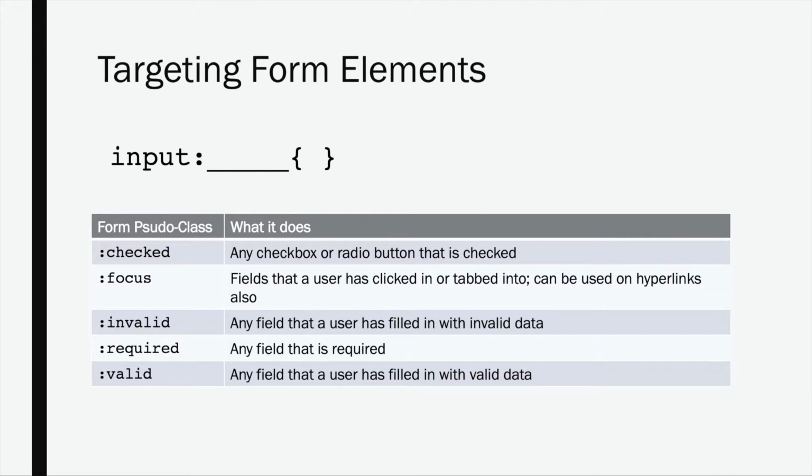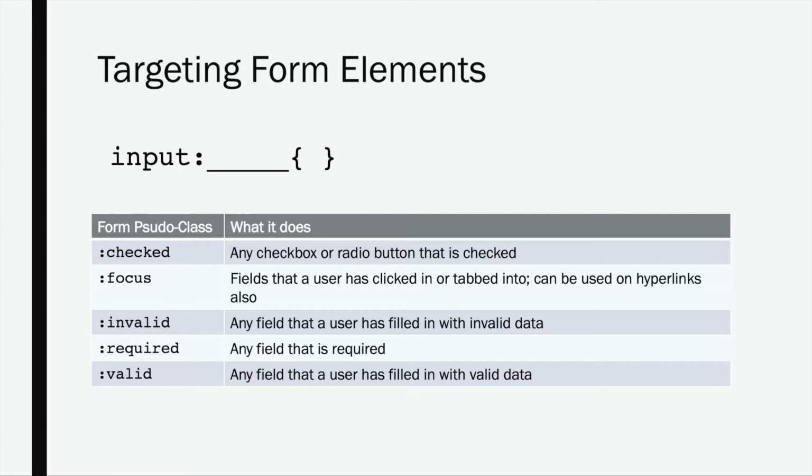When you're targeting form elements, you can actually use pseudo-classes for forms to specify different inputs. For example, input checked specifies any checkbox or radio button that is checked. Input focus is a field or fields that a user has clicked into or tabbed into, and it can be used on hyperlinks. Input invalid, any field that a user has filled in with invalid data, such as if you have an email field and they do not put in the @ or a period in the email. Well, I guess in this case just the @.